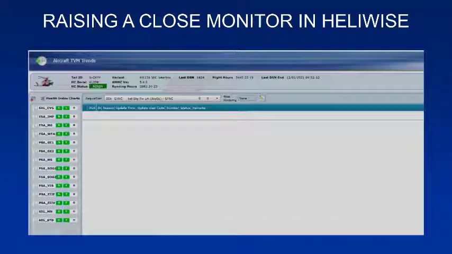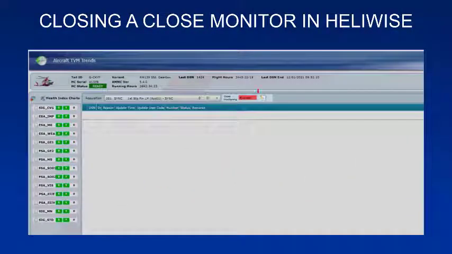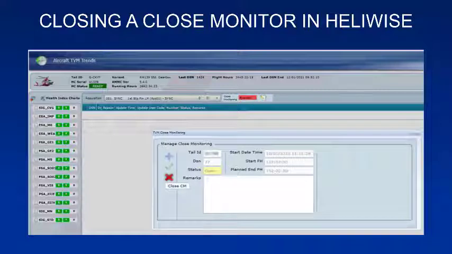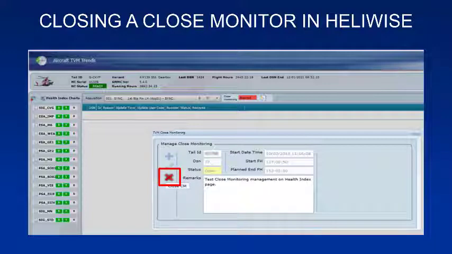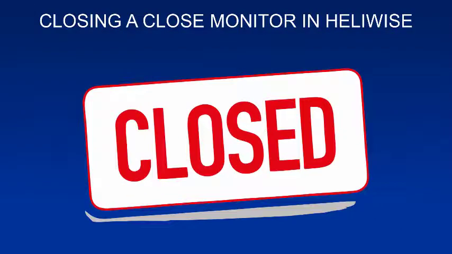After the close monitor period is over, select the notebook icon to open the close monitor dialog box. Then write the reason for closing in the remarks area. Then you can close the close monitor by selecting the red Close CM cross. You have now closed off this close monitor.